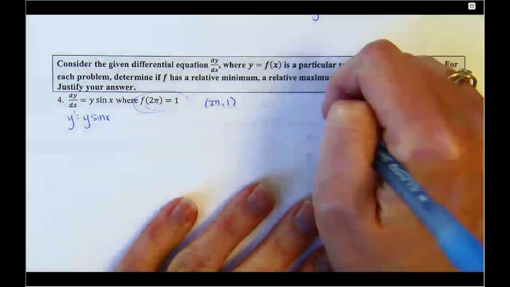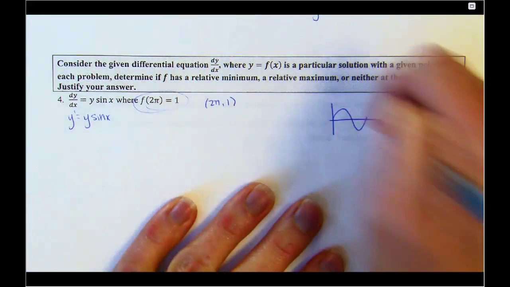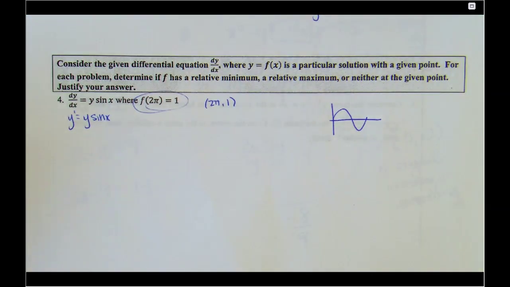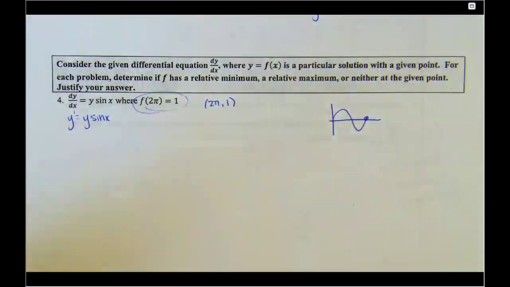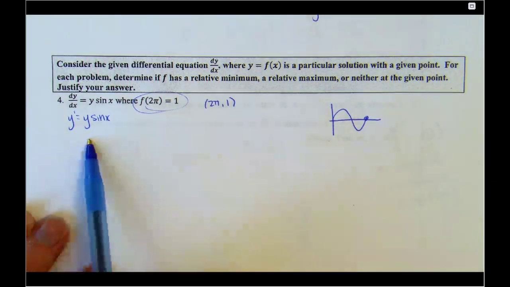Listen, people, if you can't remember how to graph sine, what's sine of 2 pi? 0. So 0 times 1 is 0. So we know the derivative is 0. So this is that second derivative test I was talking about. There's no sign chart making on this.